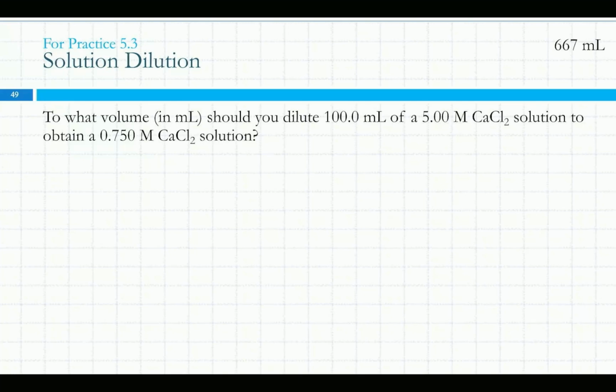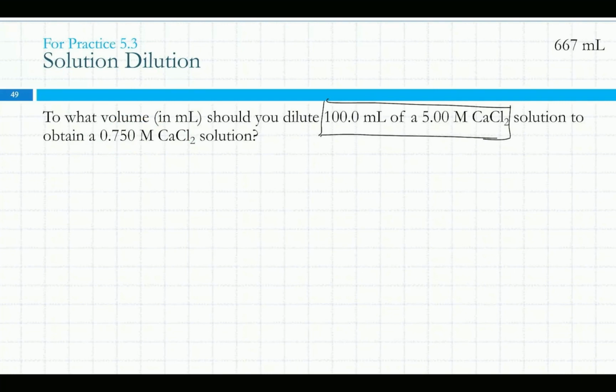So in this situation, if we ignore all of the rest of this and just focus on this part: if I tell you that you have 100 milliliters of a 5 molar calcium chloride solution, and I want you to make a 0.75 molar calcium chloride solution, how much water do you need to add? That is really the question being asked here. For this 0.75 molar solution, we don't know what volume that's going to be, so we can't calculate yet how many moles that's going to be.